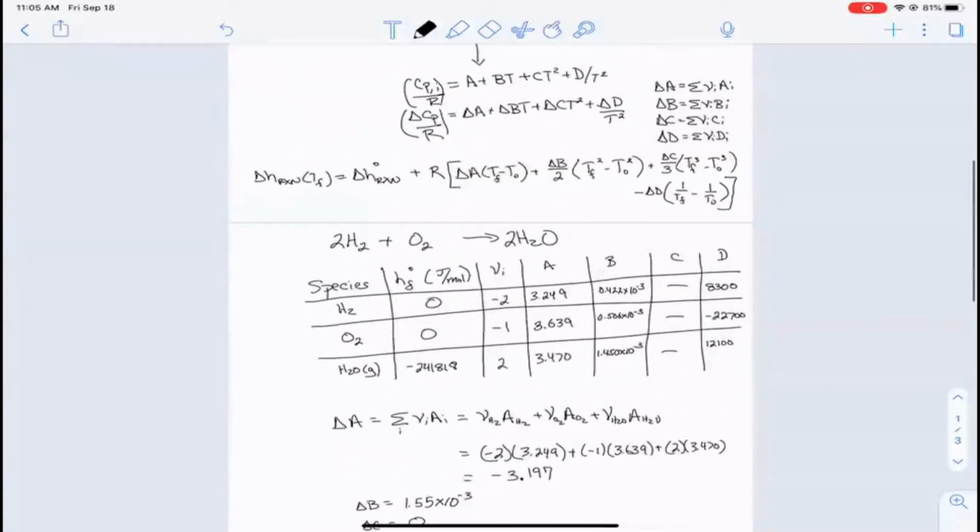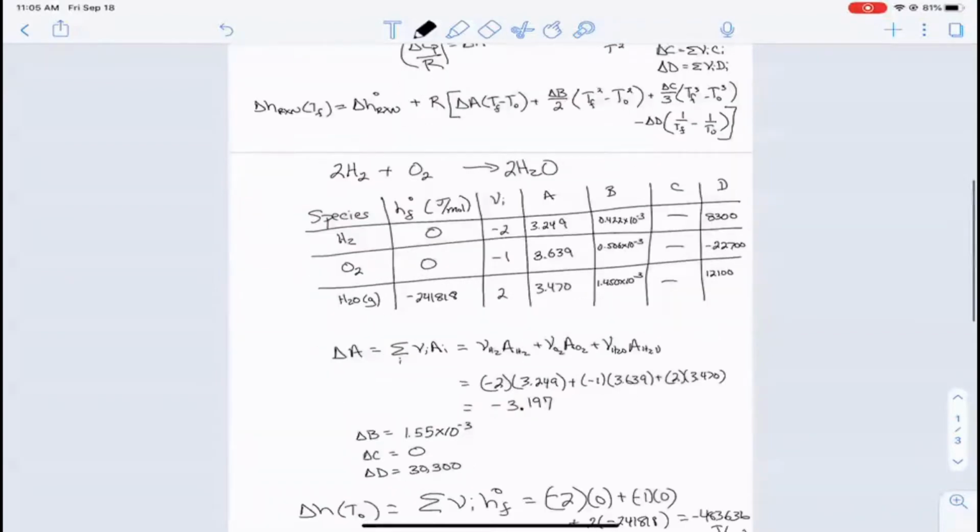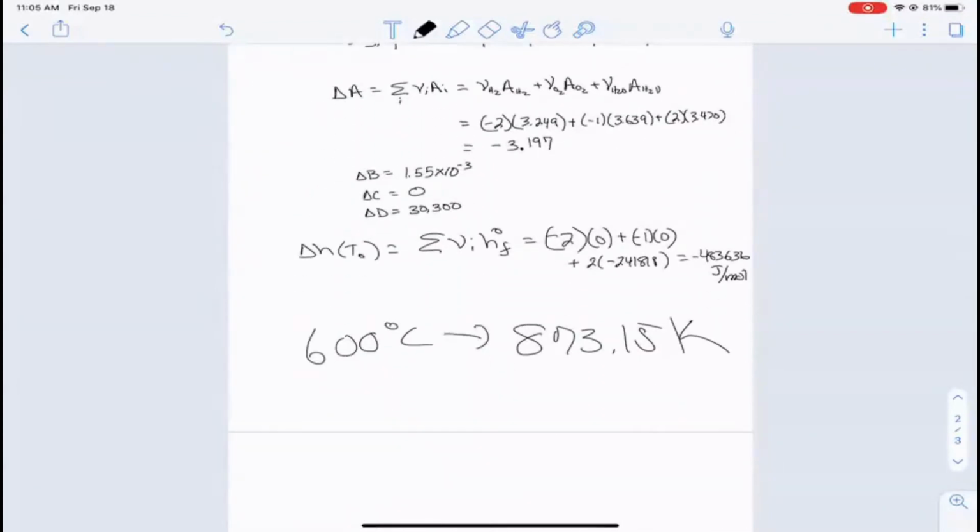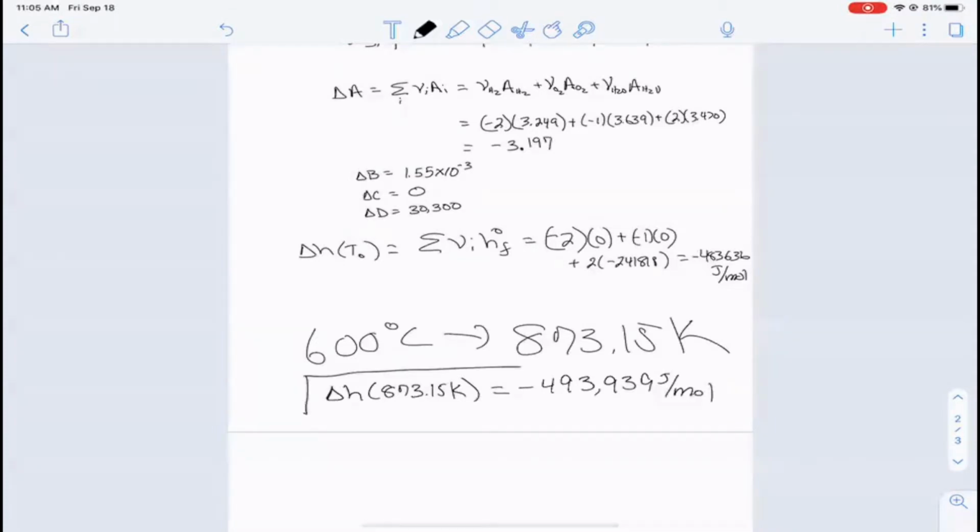So I'm not going to write out this massive equation, right, where essentially we have delta H at T final plus delta H plus R times all of that stuff in the parentheses. But if you do that, you'll find that delta H at 873.15 Kelvin is equal to minus 493,939 joules per mole, right? Or minus 494 kilojoules per mole. Okay.